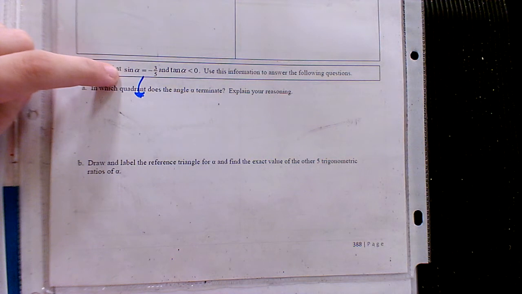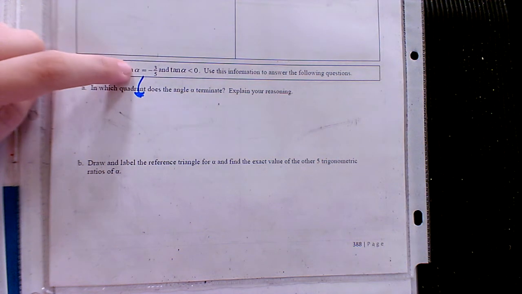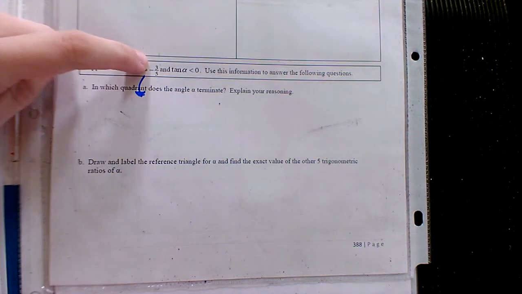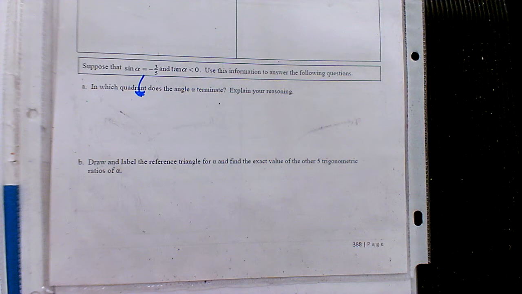Notice how they tell us the sine value of that angle is -3/5. What variable does sine represent again on our unit circle? You've got a 50-50 shot.